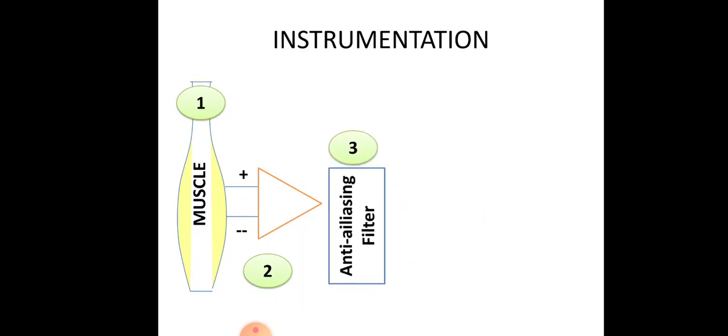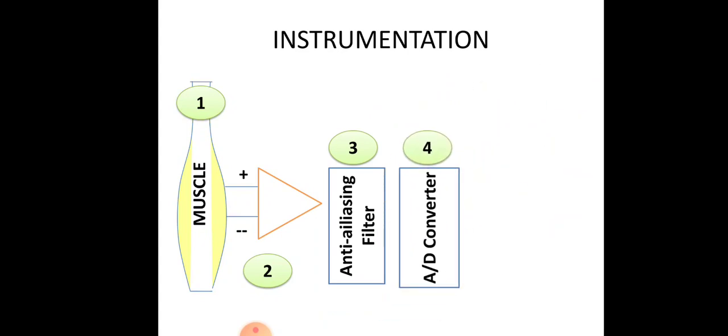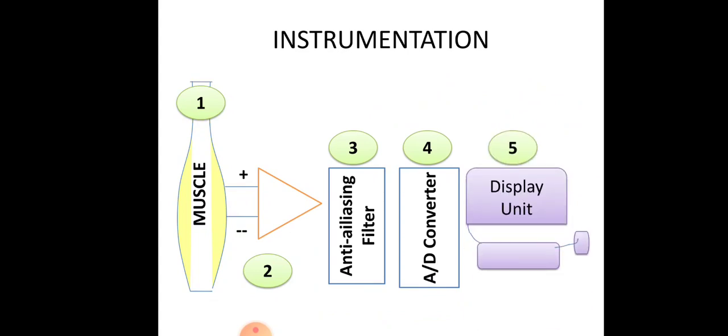After amplification, they are passed further to the filter so that the unrequired, unwanted signals are filtered out, and the specific bandwidth is passed further to the AD converter, where they are converted into a visual or auditory display and displayed in the output system.